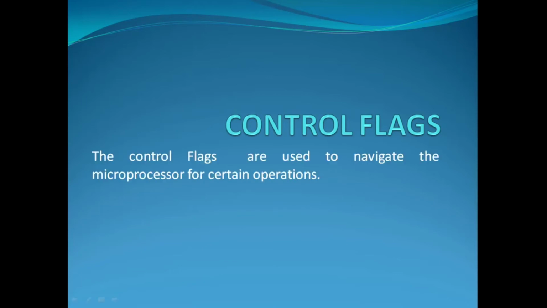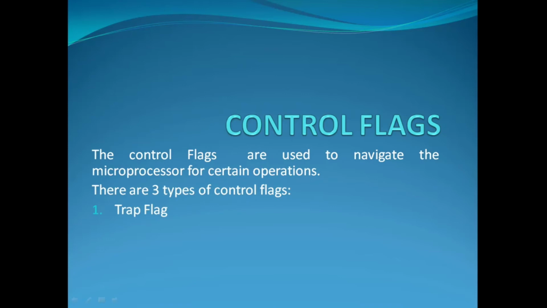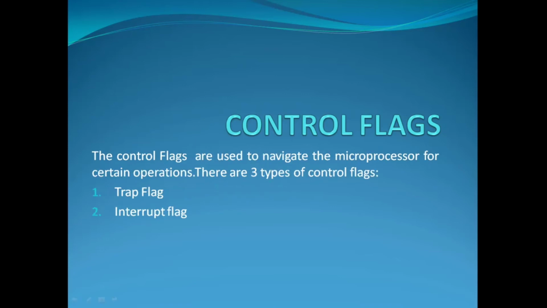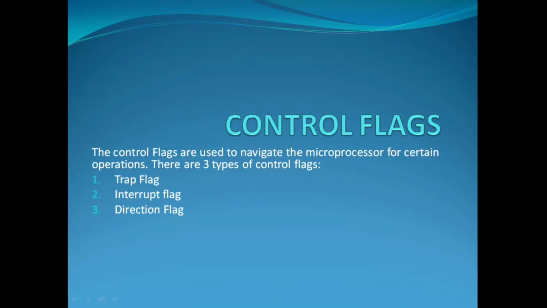Now we are going to learn about control flags. The control flags are used to navigate the microprocessor for certain operations. There are 3 types of control flags: trap flag, interrupt flag, and direction flag. Now we are going to learn the function of the trap flag.